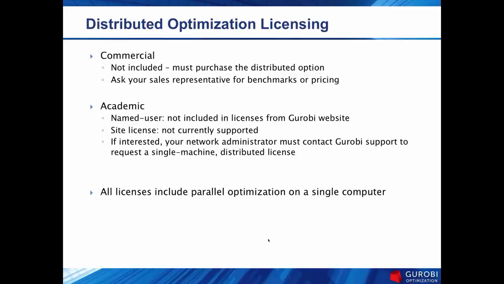Of course, all licenses include parallel optimization. So what I said earlier about distributed optimization being an additional add-on, there's no add-on required for the traditional parallel optimization. So all licenses, including free academic licenses and all commercial licenses, include parallel optimization for a single computer. So what I said about getting an additional license or an upgrade to a license for commercial users, that's for those that want the distributed capability.